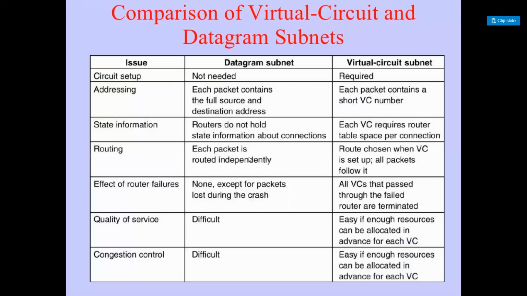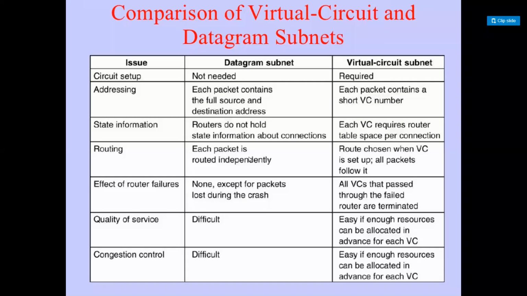Next, coming to the virtual circuit, the route is chosen when the virtual circuit is set up. That means here it is connection oriented, right? Before transmitting the data, we need to find a route. That is nothing but a virtual circuit. Once the route is chosen, all packets must pass in that route only.